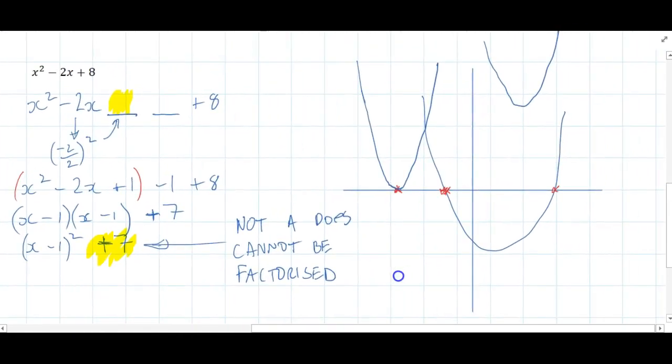Okay, so that's how you complete the square. Don't worry about this graphing stuff too much. Just be aware that not all these expressions can be factorized. Okay, do some questions. Good luck.